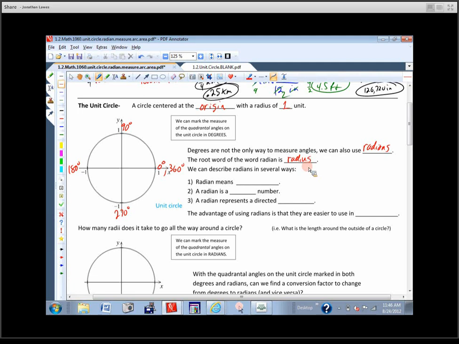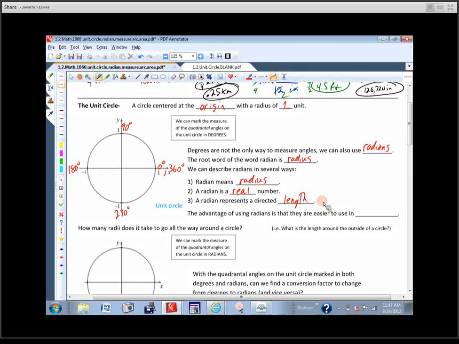So the root word of the word radian is radius. And that's pretty much all a radian is. It's using the radius to measure distances around the outside of the circle. There are a couple other ways that we can describe this. A radian means radius. A radian is a real number. It doesn't have any funky symbols on the side of it, like that little degree thing. It's just a real number. And radians represent a directed length. So it's literally a distance. It's a comparison to the radius of the circle.